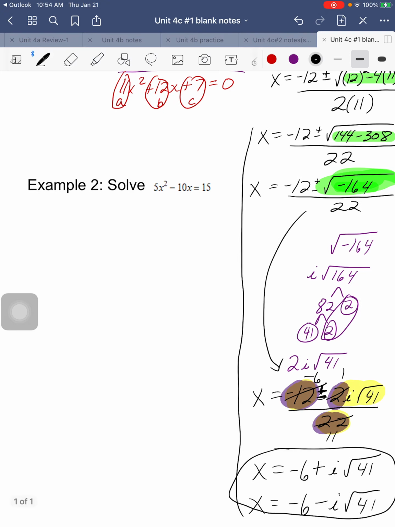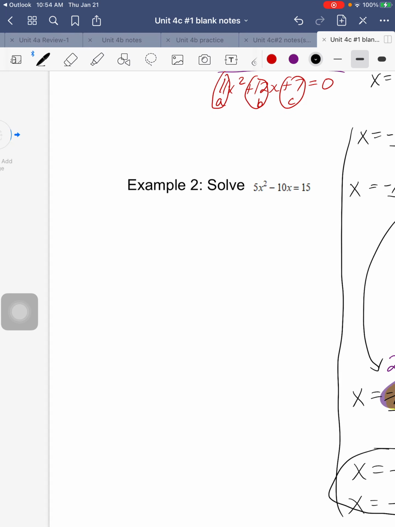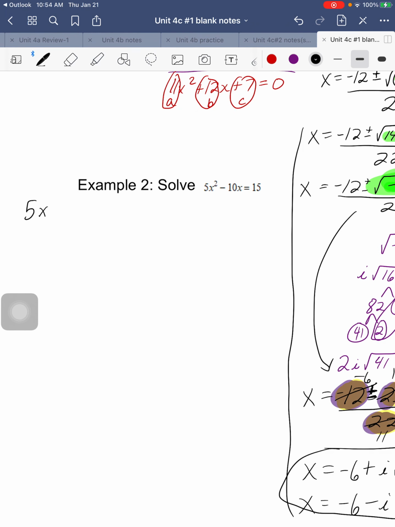All right, moving on to the second problem here. I'm going to write it on the left here. So 5x squared minus 10x. Well, the a is positive already, so let's subtract 15. No like terms, so we have our a is 5, b is negative 10, and c is negative 15.